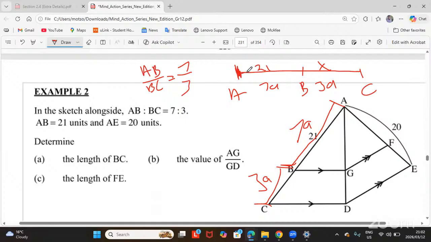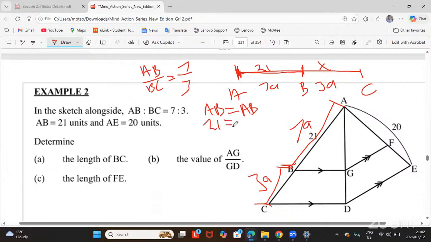From here, we go all the way to B. From A to B, the length in terms of units is 21. But with respect to the ratio, it's 7A, right? But AB is AB. It will never change. AB will always be AB. What is AB with respect to the units? The length in terms of units is 21 units.